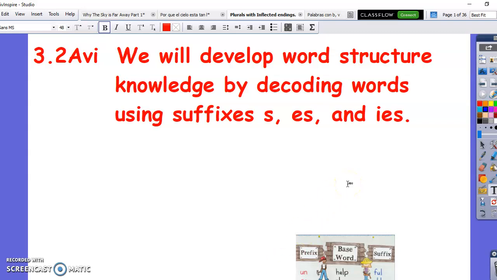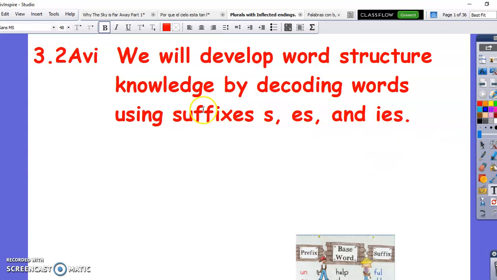Hello, this is Mr. Lowry, and the objective of this lesson is 3.2a6. We will develop word structure knowledge by decoding words using suffixes s, es, and ies.